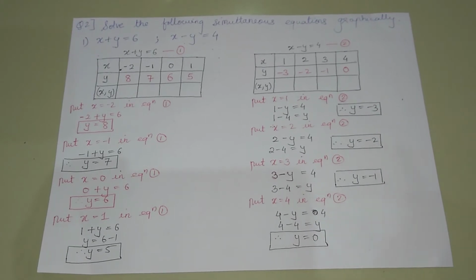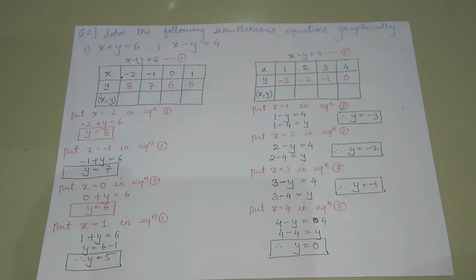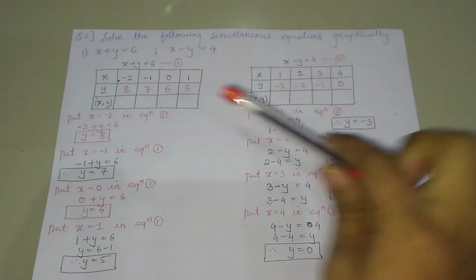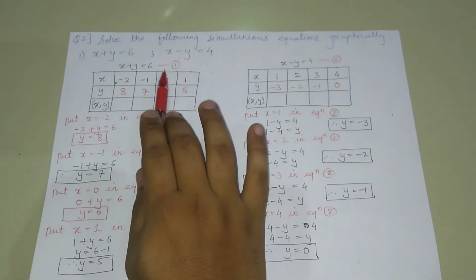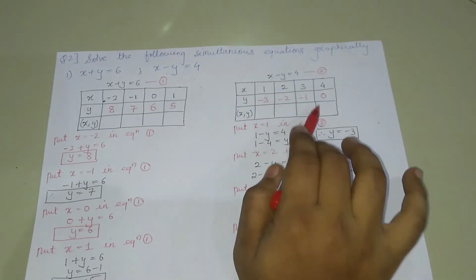In that question number 2, first problem. Okay, so it's x plus y is equal to 6 and x minus y is equal to 4. Okay, so x plus y is equal to 6. This is equation number 1. We'll mark it, and for equation number 1, this will be our block. For equation number 2, this will be our block.